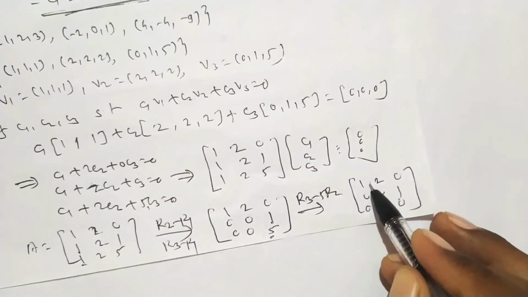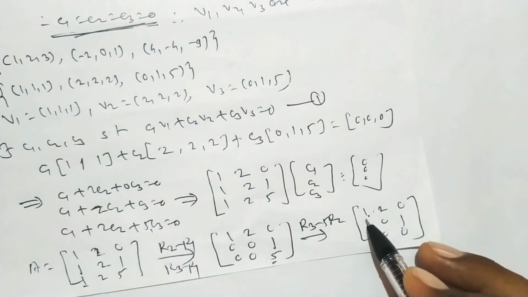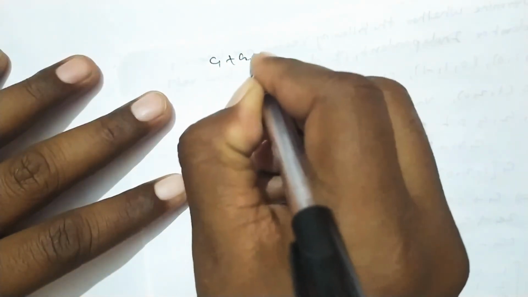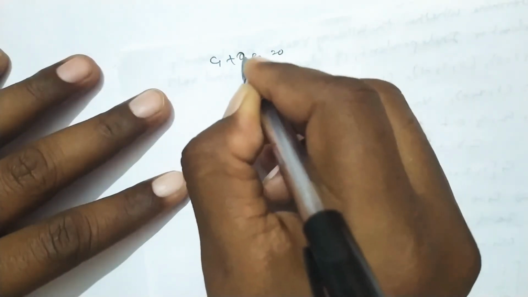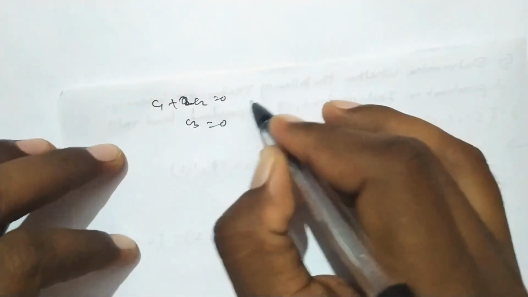So using this matrix we can write the equations. The first equation is C1 plus 2C2 equal to 0, and the second equation is C3 equal to 0. C1 plus 2C2, yes, and the second is C3 equal to 0. Look, now C3 equal to 0 came, but in the first equation C1 plus 2C2 equal to 0. One equation, 2 unknowns.